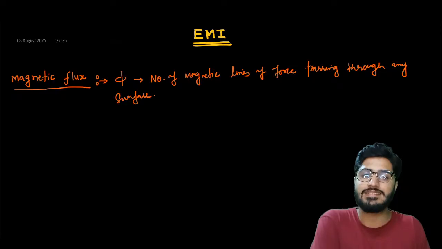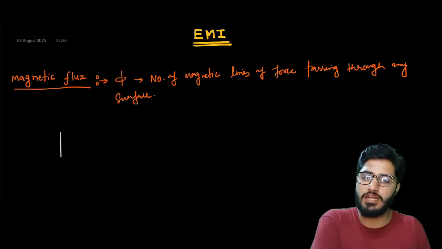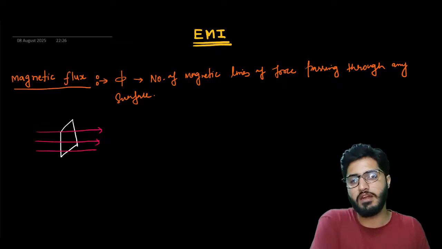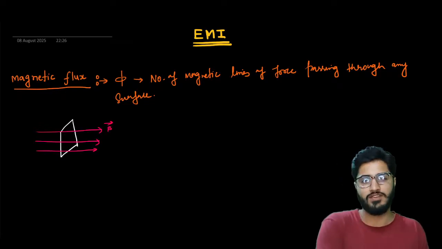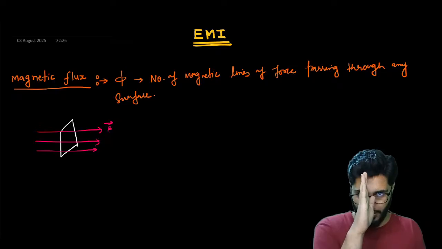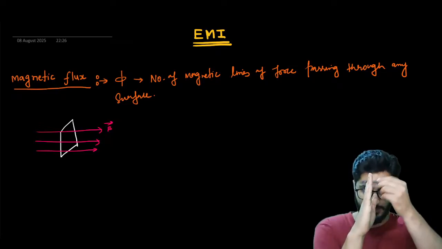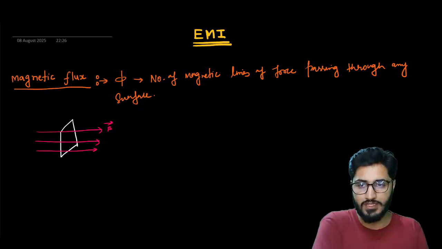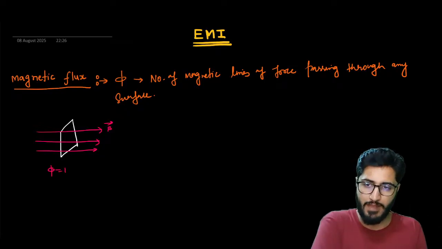Suppose I take the same example that I took in electrostatics. If this is my surface, and these particular lines represent my magnetic field lines, this B. So you can see now my particular area is in this way, and the magnetic field lines are perpendicularly crossing it. So in this case, my flux will be maximum.